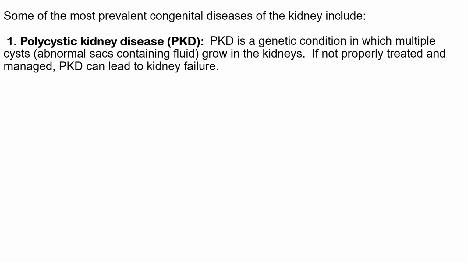It is a genetic condition in which multiple cysts, cysts का मतलब जो mass formation होता है, abnormal sacs containing fluid, grow in the kidney. And if it is not properly treated and managed, then what will happen? This polycystic kidney disease can lead to kidney failure. So this is a slight definition about PKD. In short, you can just write PKD. Do you understand what is polycystic kidney disease?